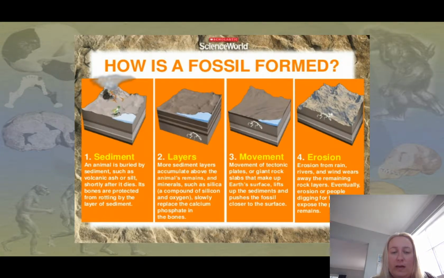Then you get layers building up on top of it. More sediment accumulates above the remains. Minerals such as silica slowly replace the calcium phosphate in the bones, so that the bones will no longer be bone, they will eventually be rock. Movement of tectonic plates, or giant rock slabs that make up the Earth's surface, lifts up the sediment and pushes the fossil closer to the surface.